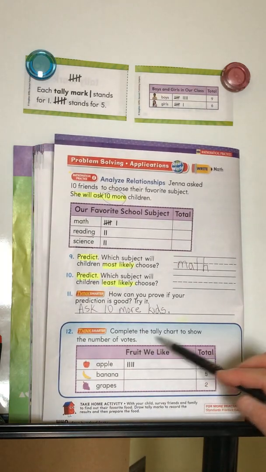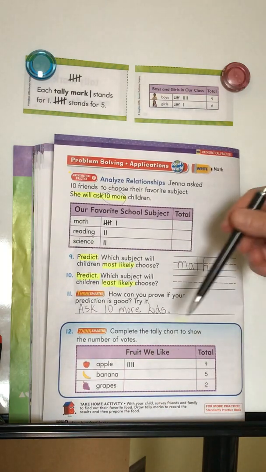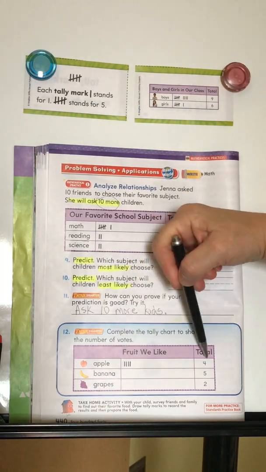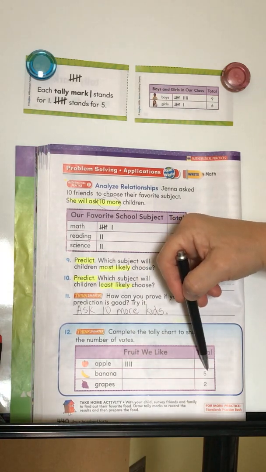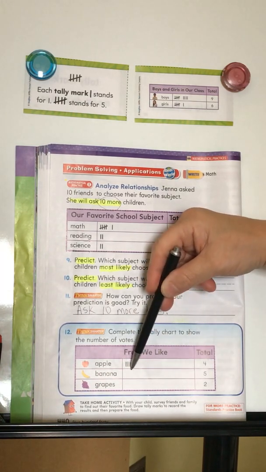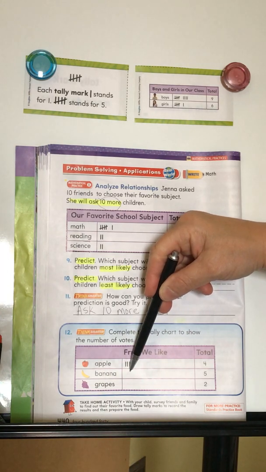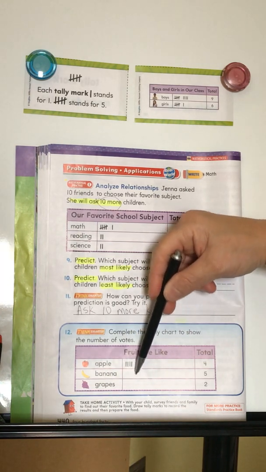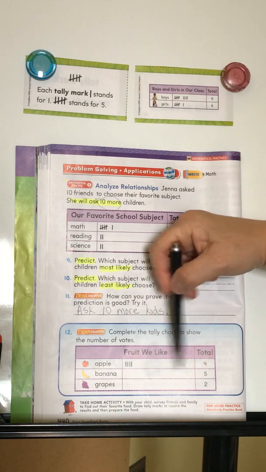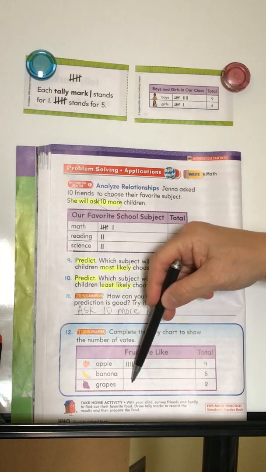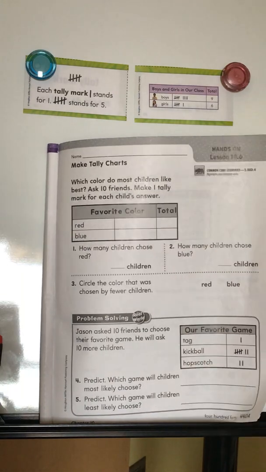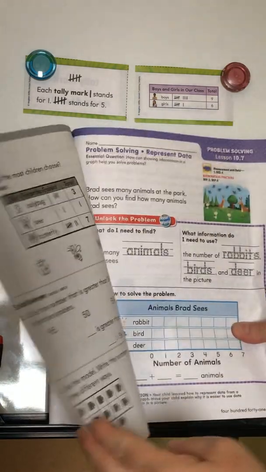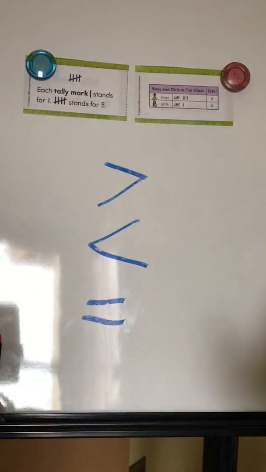Okay, number 12, complete the tally chart to show the number of votes. Okay, good. Fruit we like. So we can see apple had a total of 4 votes, so there's 4 tally marks. Bananas has a total of 5 votes, so you need to put 5 tally marks. Don't forget that it should be 4 straight up and down and diagonal for number 5. Grapes got 2 votes, so put 2 tally marks. Okay, if you want to do some more tally charts, go ahead and do the next page, and you can do your favorite colors and favorite insects.